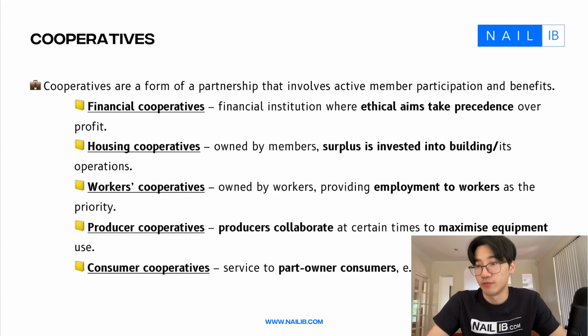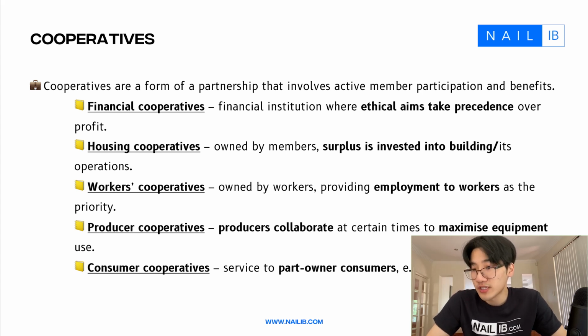A producer cooperative. So a producer cooperative is where many groups of producers collaborate at certain stages of the production process to make production more efficient. For example, in agriculture, we often see grape farmers have a cooperative wine production facility for all members of the cooperative. Or olive producers have a cooperatively owned press.